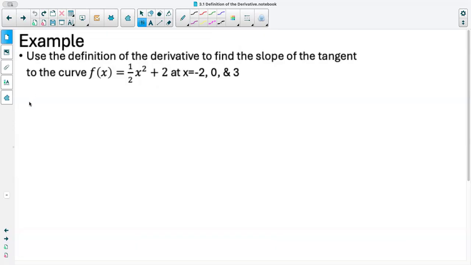So if you recall from the previous page, f prime of x is equal to the limit as h goes to 0 of f of x plus h minus f of x, over h.